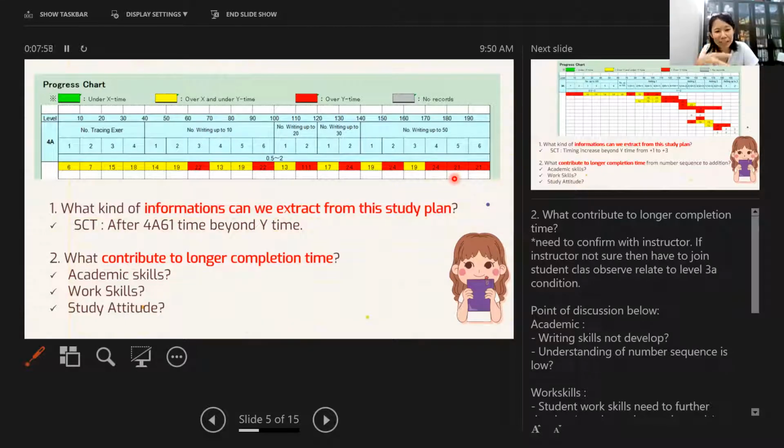I found that although it's beyond the SCT, he was better than the DT test in the writing speed. This writing speed in 4A80, throughout the 4A, it's better than 4A80. No, DT. During the DT, very, very slow. I forgot to let you see the DT.